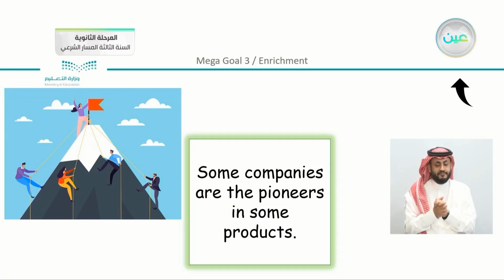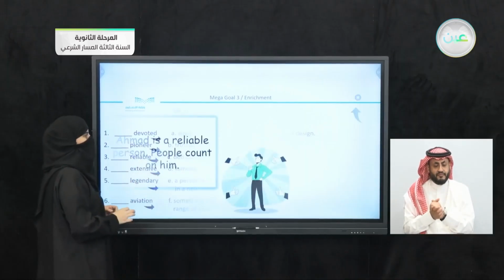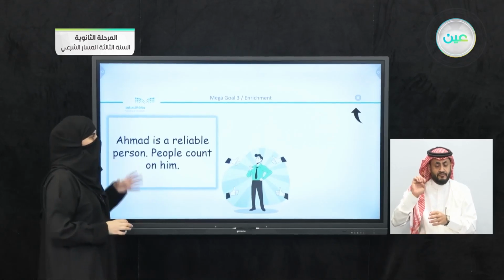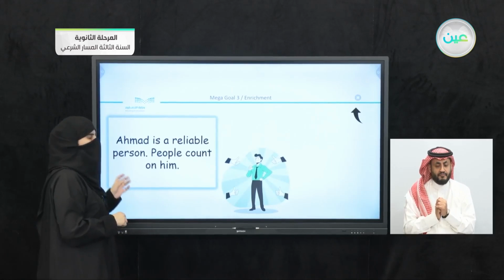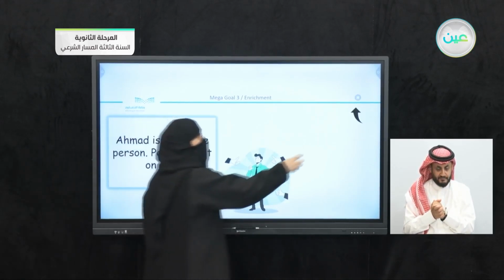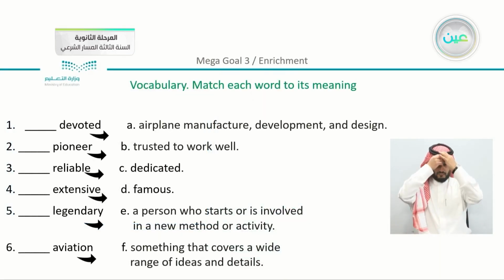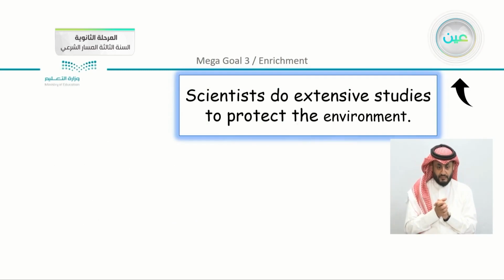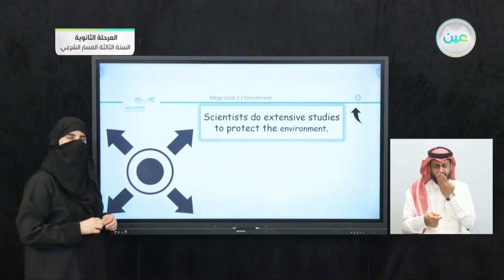Moving on, we had also the word reliable. We said that, for example, Ahmed is a reliable person. People count on him. Moving on, we have the word extensive. Do you remember the word extensive? We said that scientists do extensive studies to protect the environment.